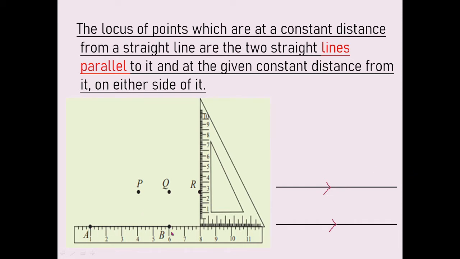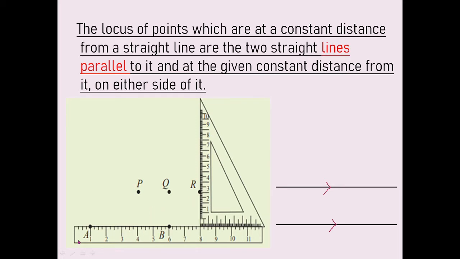AB is a straight line. We have to consider the points 3 centimeters away from that. R is a point 3 centimeters away from that. Q also a point 3 centimeters away from that. P also a point 3 centimeters away from that. You can get those points.